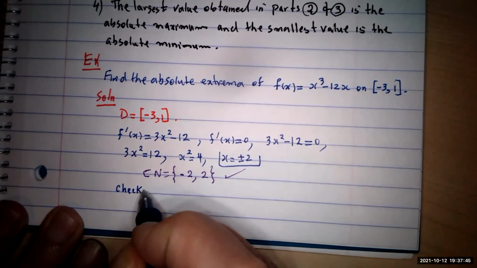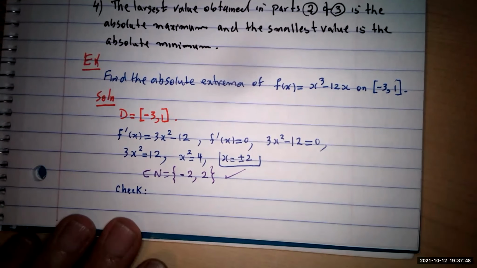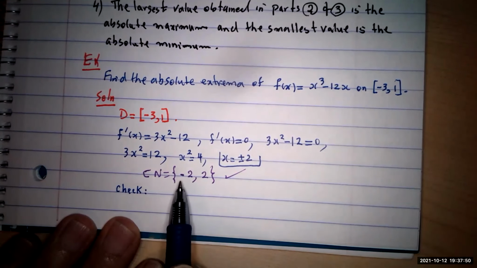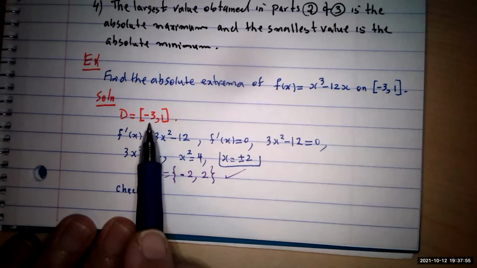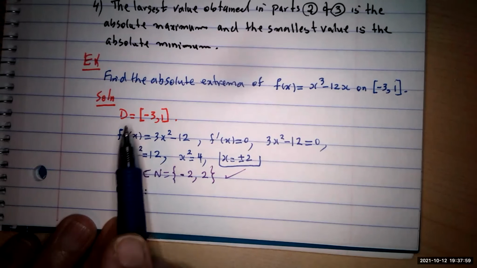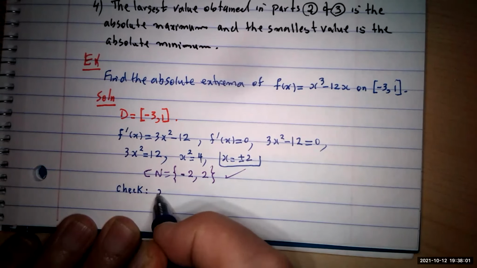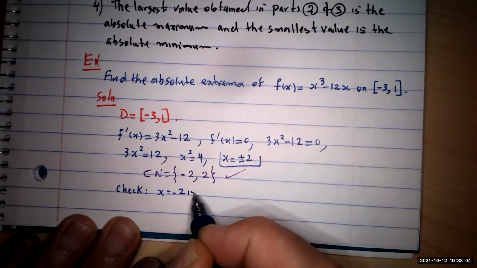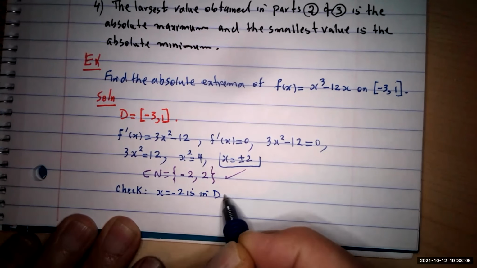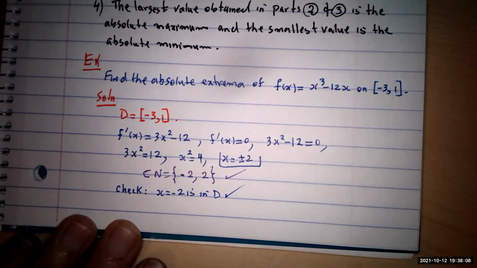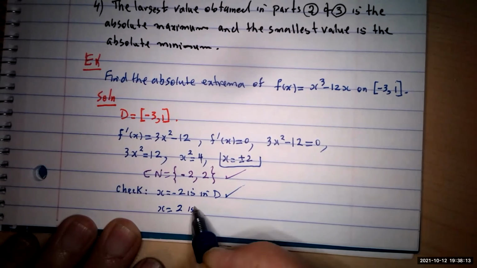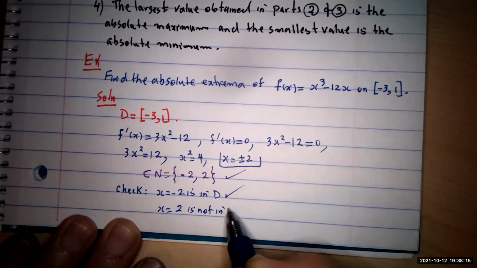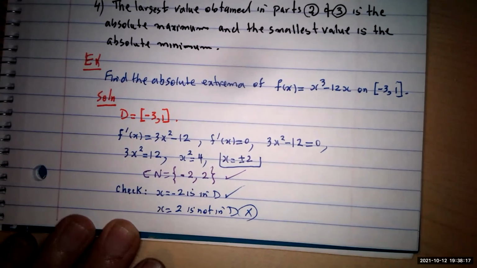So we are going to check. On the test, you just do it right away, but we test it. You see the interval is negative 3 and 1. Negative 2 is inside, okay? Negative 2 is inside, but 2 is not. So x equal to negative 2 is in D, so you are going to accept this one. But x equal to 2 is not in D, so you are going to reject this one.